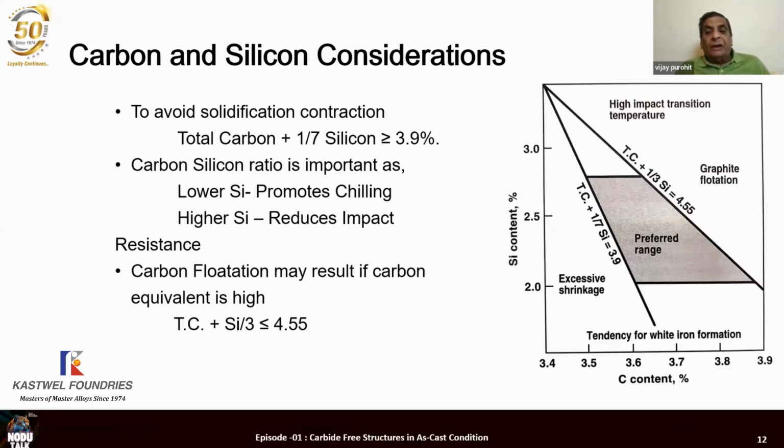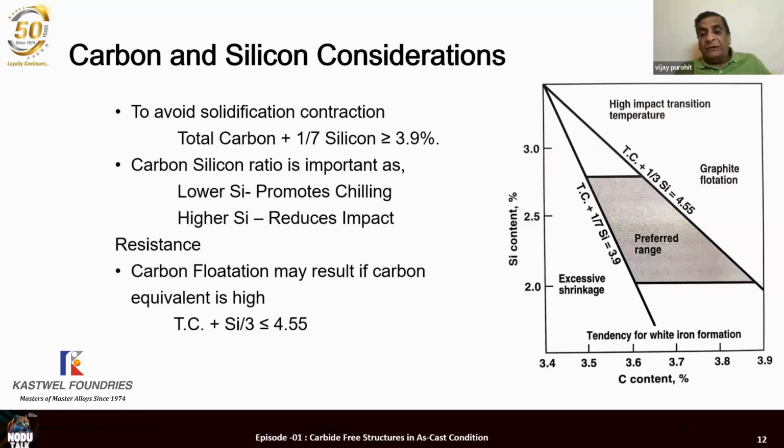So you got it now? The most important equation is total carbon plus 1/7 silicon should be more than 3.9. Please keep this very important figure in your mind. Silicon should not be lower than 2% for avoiding carbides in the structure.